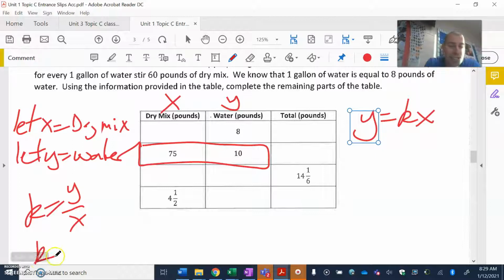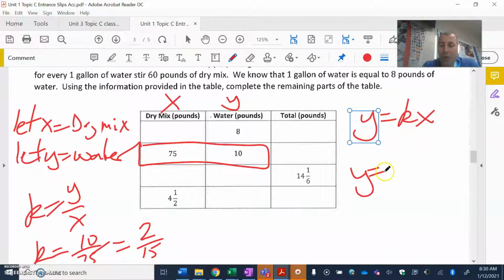So constant is going to be 10 over 75. And again, 10 because that's the y, and again, it's in the y column that's there. Simplify that down, we'll divide it by 5. We got ourselves 2/15. So what I've got here is an equation relating the dry mix and the water pounds: y equals 2/15 x.